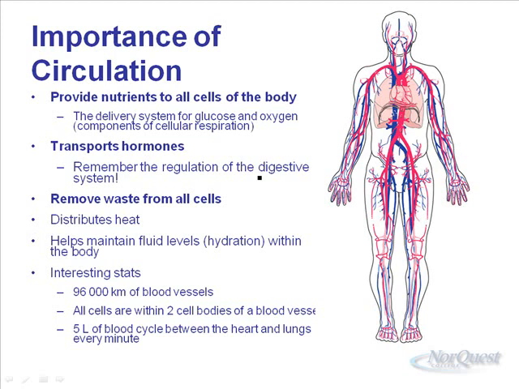Your heart pumps about 5 liters of blood between the heart and lungs every minute. So in 1 minute, your entire blood volume has been circulated throughout your body.